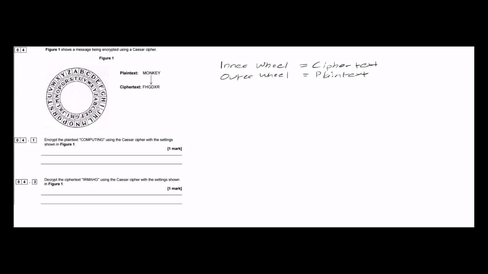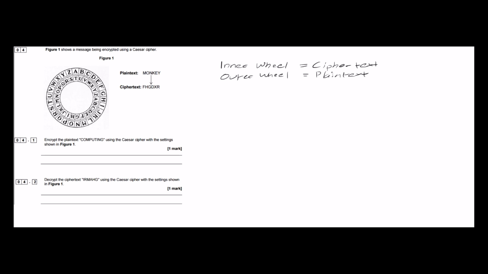The question is about the Caesar cipher, and it shows the message monkey being encrypted into the ciphertext using this cipher here. And what the cipher is then is our outer wheel here is the plain text, so our M here goes to F, which is what this is showing you, that this outer wheel is the plain text and the inner wheel is the ciphertext.